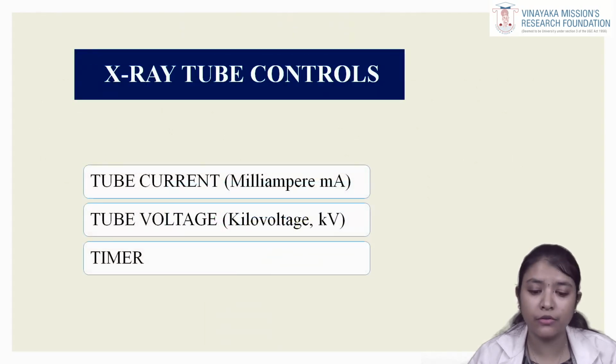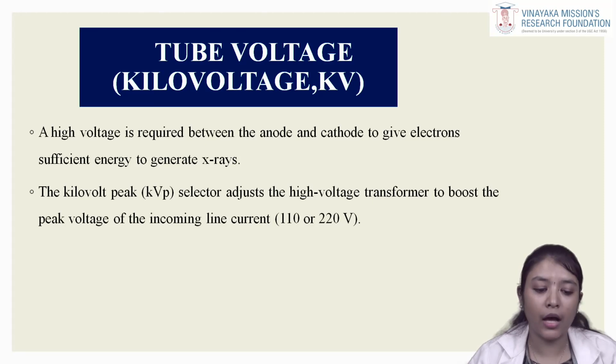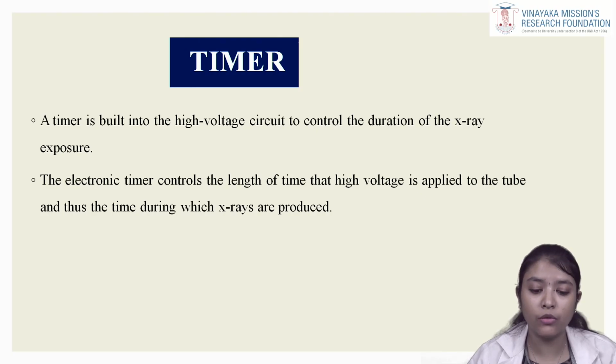The X-ray tube controls are tube current, tube voltage and timer. Tube current helps in the flow of electrons from the cathode to the anode and generates a current across the X-ray tube, and this is called the tube current. Tube voltage. The high voltage is required for the anode and cathode to give electrons sufficient energy to generate X-rays. Timer. The timer helps the high voltage circuit to control the duration of the X-ray exposure.